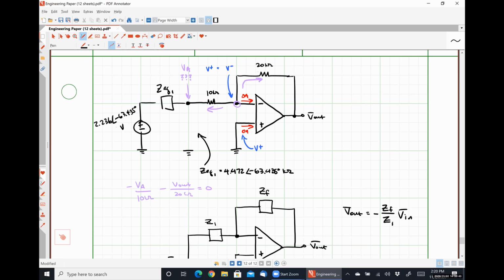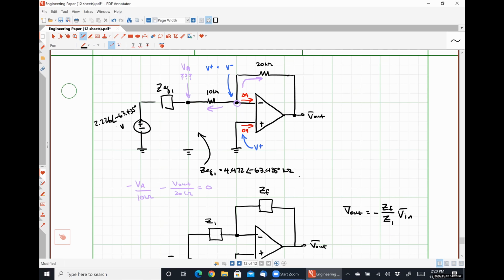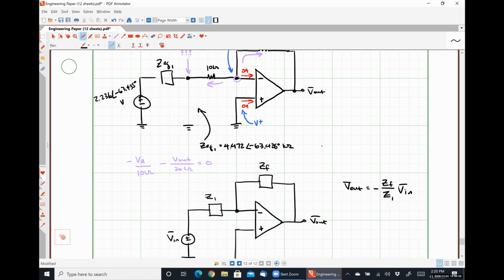So we could, but it's unnecessary, right? Our goal is to get some impedance in the feedback, which we already have. We started with that, and a single impedance between the inverting input terminal and our voltage source.